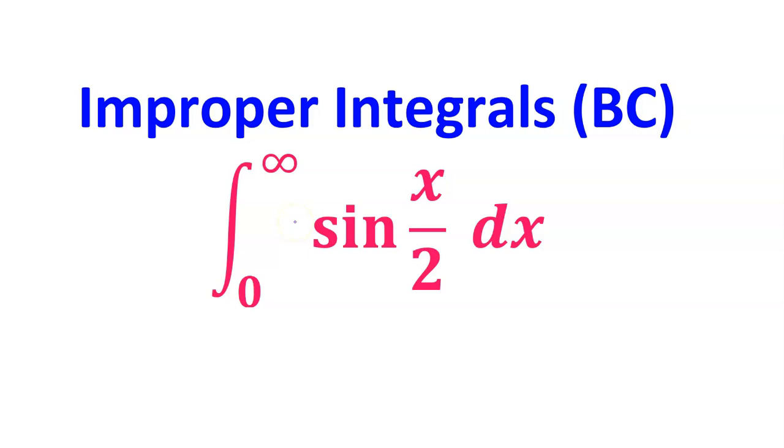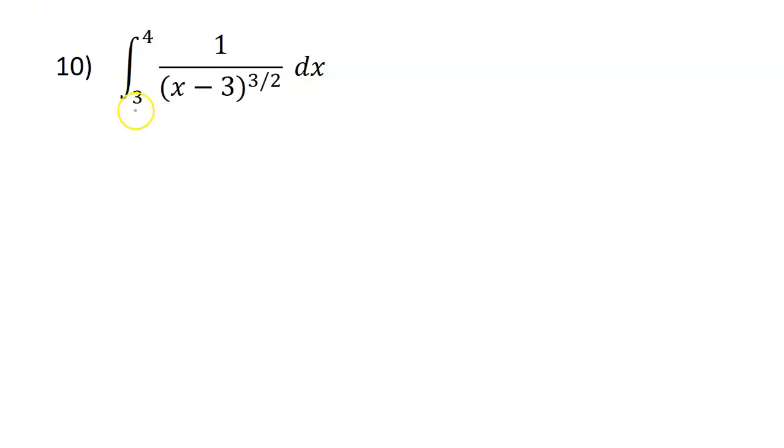In number 10, we do not see an infinity on one of the limits of integration, so why is this an improper integral at all? If we let x equal 3, we would end up dividing by 0. That's why we have a vertical asymptote at x equals 3, and that is one of the limits of integration, and that's why this is improper.